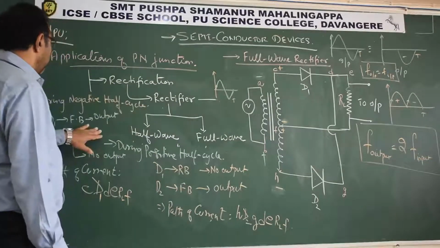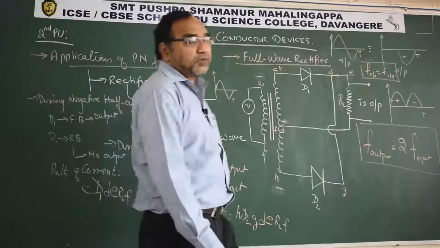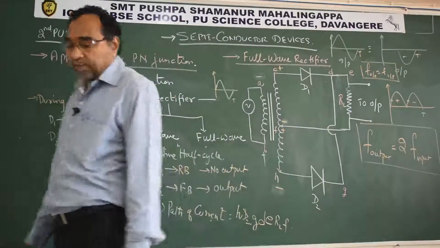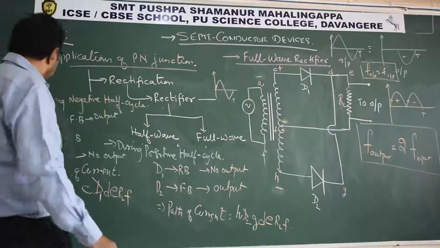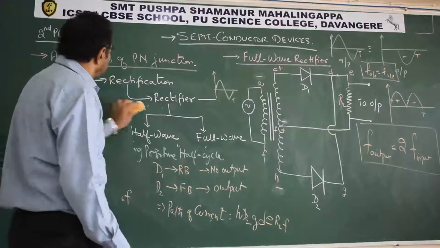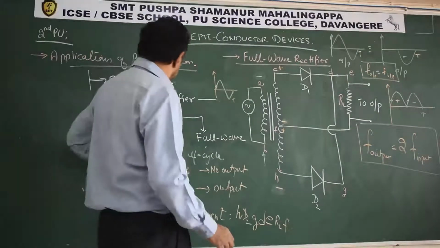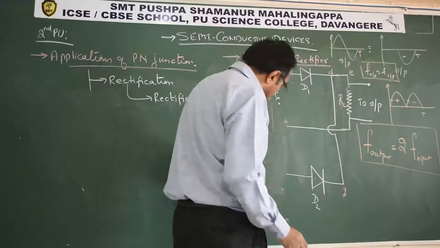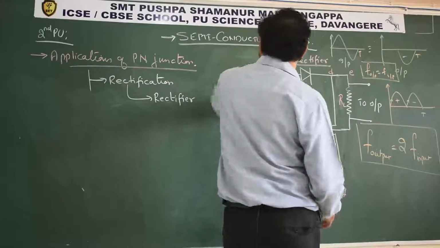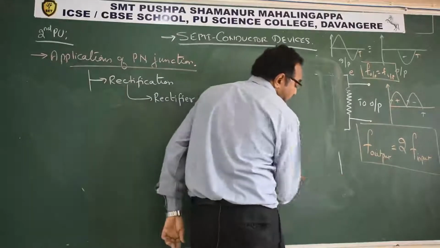That is exactly how we can understand the rectification process in case of PN junction. This is one application of PN junction. Now let us take the next application. The second application of PN junction is voltage stabilization. How exactly are we able to attain voltage stabilization by using this PN junction? Let us understand that concept.